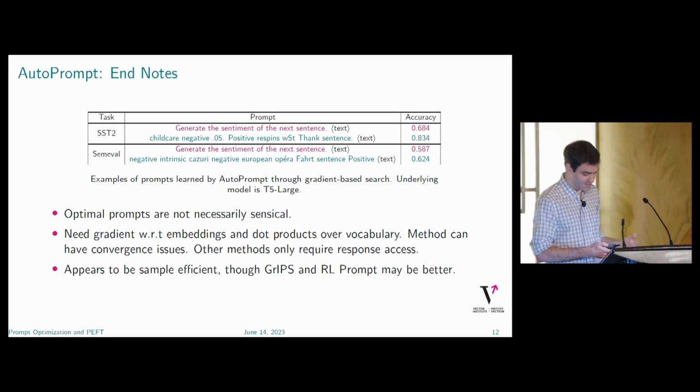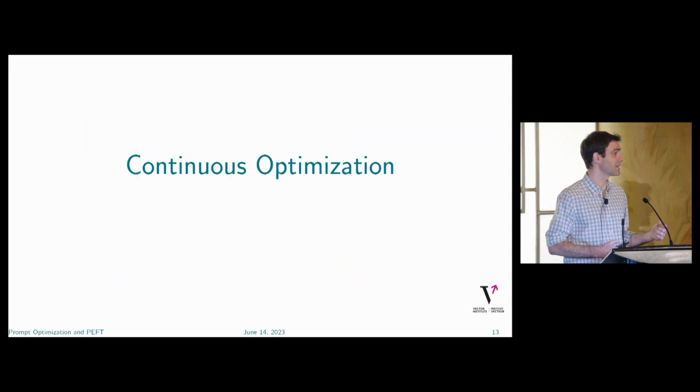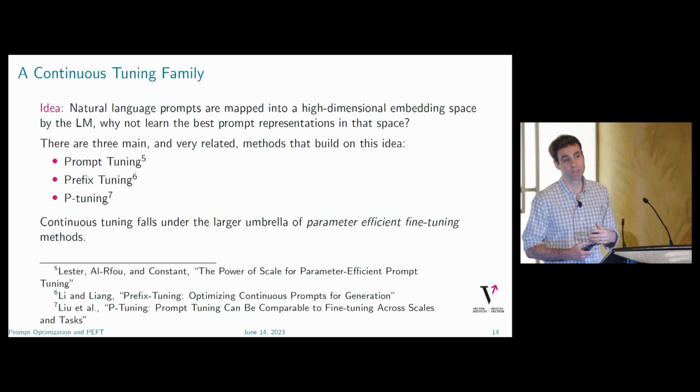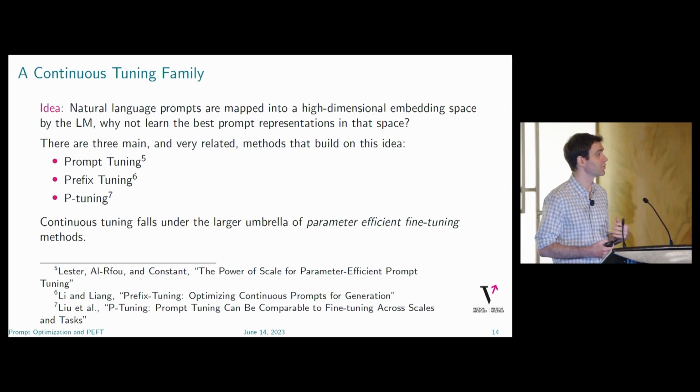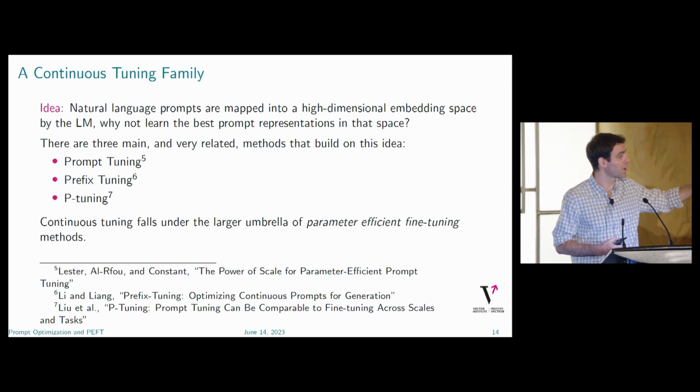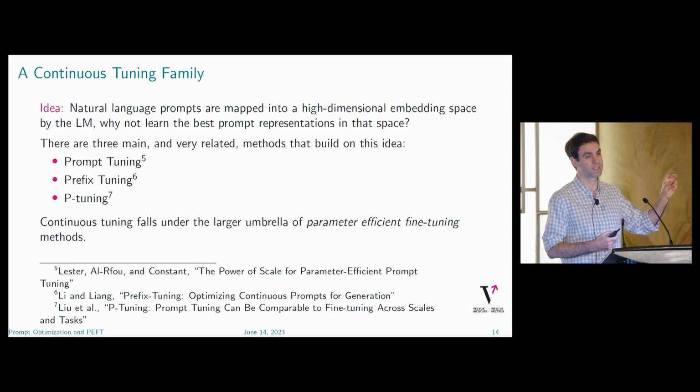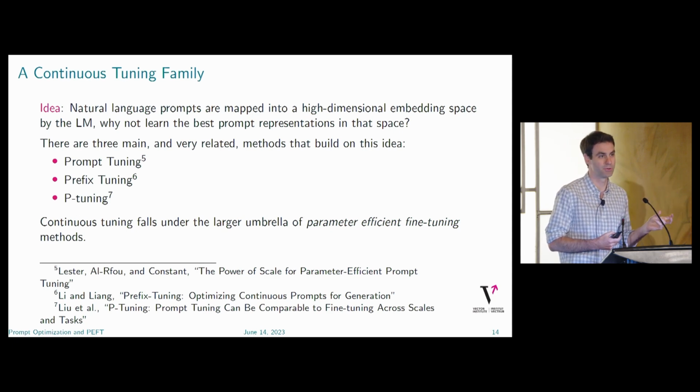But the reason I talk about AutoPrompt specifically here is it motivates some of the continuous optimization approaches that are very popular and yielding state-of-the-art results. So there's a continuous family of prompt tuning approaches. Those are prompt tuning, prefix tuning, and P-tuning. Prefix tuning and P-tuning are actually the same approach, but with slightly different modeling choices.